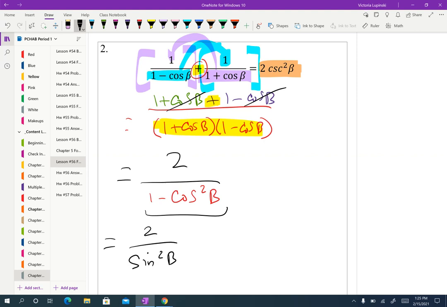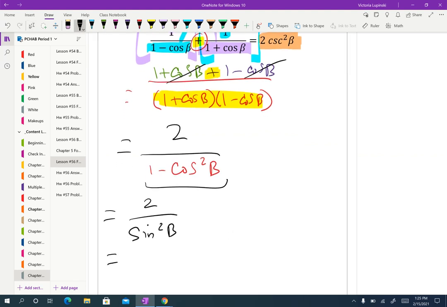And then I'm almost home. Just a slight algebraic maneuver. I'm going to separate the 2, and then I'm going to write 1 over sine squared. And again, you're just allowed to separate that multiplication so long as if you multiplied it out, you go back to the original. So the 2 remains a 2.